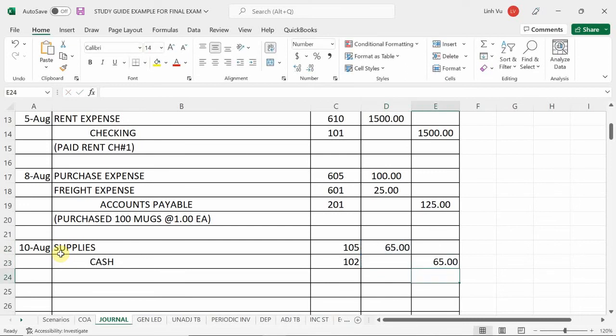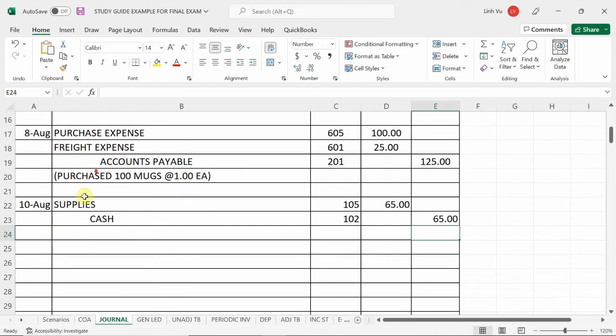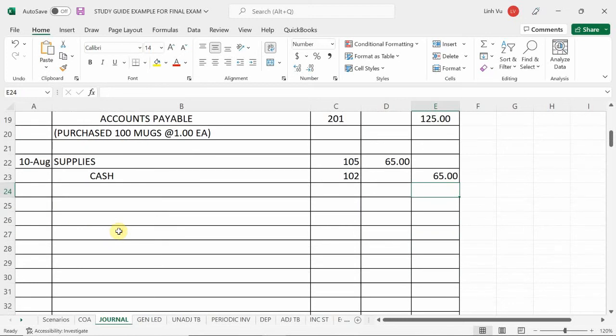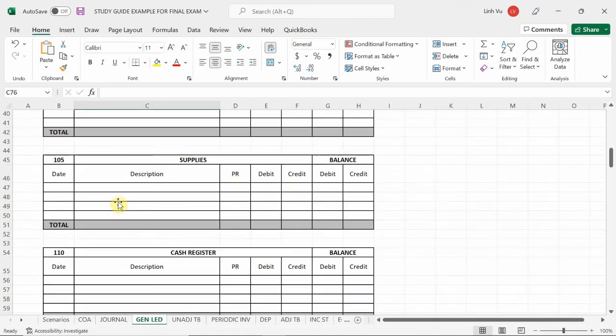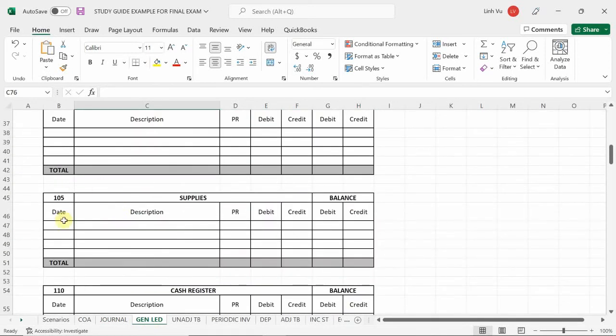This one, I'm not going to put a description because it's already straightforward. You bought supplies for $65. There's no real description to put in there because we don't know what kind of supplies these are, right? So I'm going to leave it like that. So pop into your ledger. Okay, here are supplies.